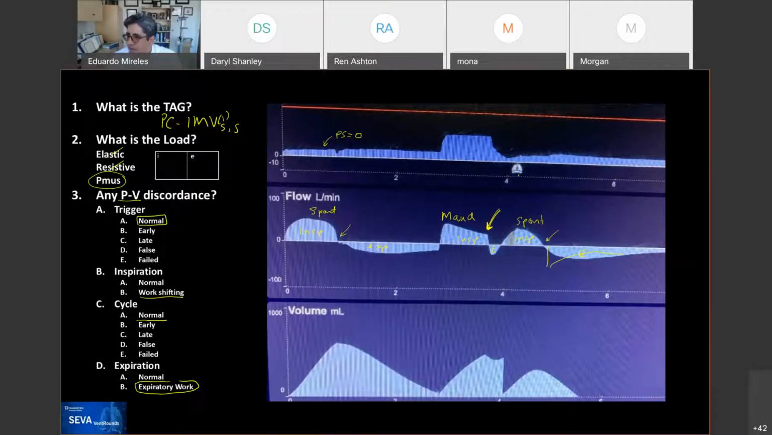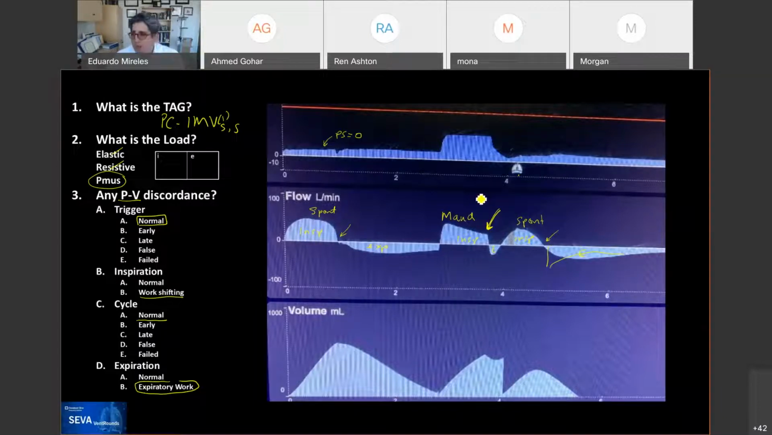Can I say, though, that maybe the fact that the patient triggered a spontaneous breath before the expiration was done with that mandatory breath is evidence of PMOS that resulted in triggering that second breath and breath stacking in a form? Yeah, that's a great point.